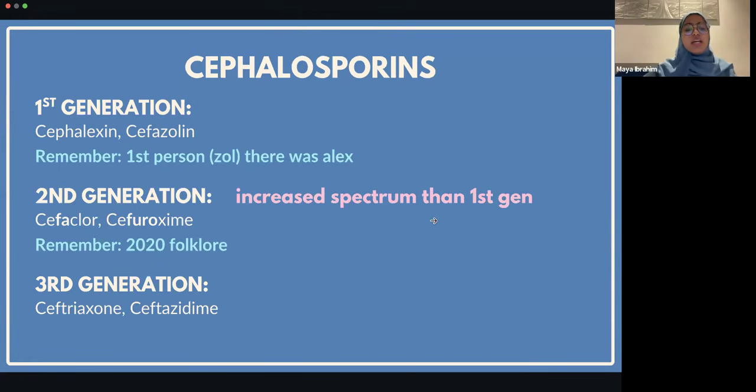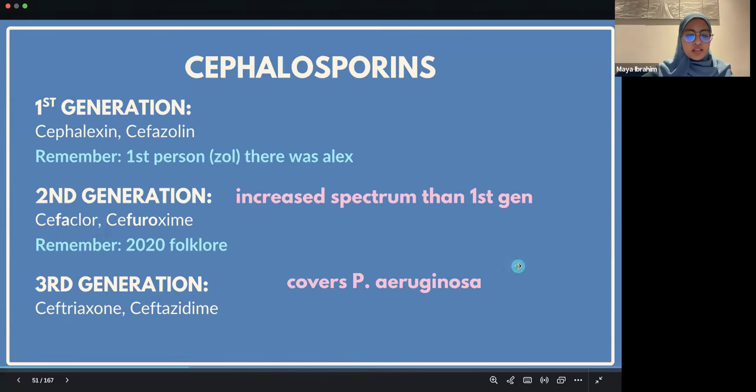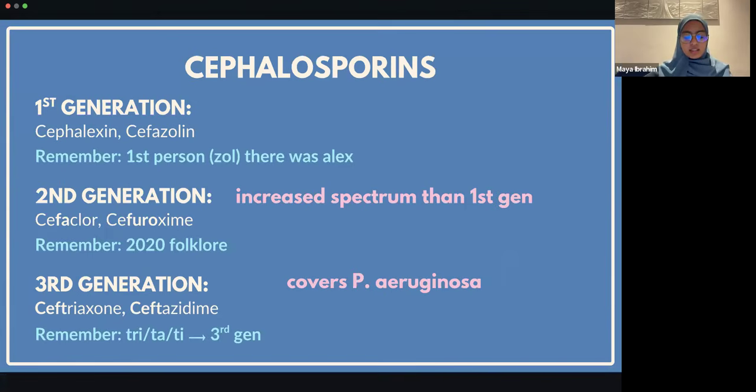Now, third generation is ceftriaxone and ceftazidime. These are the most common ones that are tested on exams. Like I just remember third generation the most. The others aren't tested that much. This is just the one that's tested the most. And how I remember it is that it has tri and ta and tai, which is third. That's how I remember it.